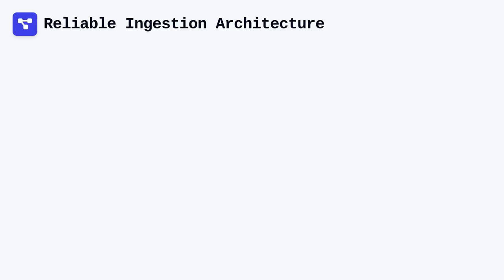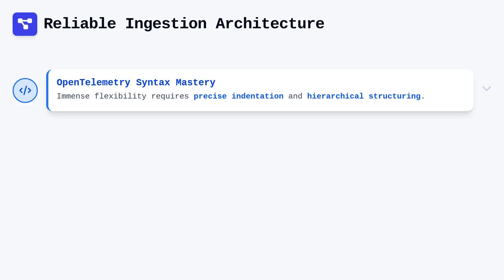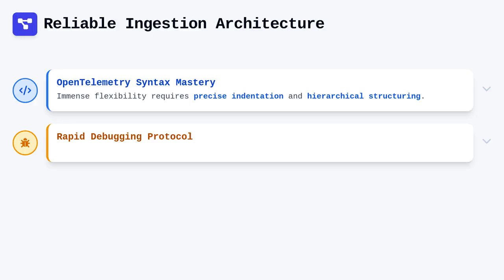Transitioning towards a reliable ingestion architecture requires you to be comfortable with the specific syntax required by the OpenTelemetry project. While the flexibility is immense, the cost of this flexibility is the need for precise indentation and hierarchical structuring in your configuration files. If you find that the collector refuses to start, the first place to look is always the logs, which will usually point to a line number in your configuration file where a schema validation error occurred.